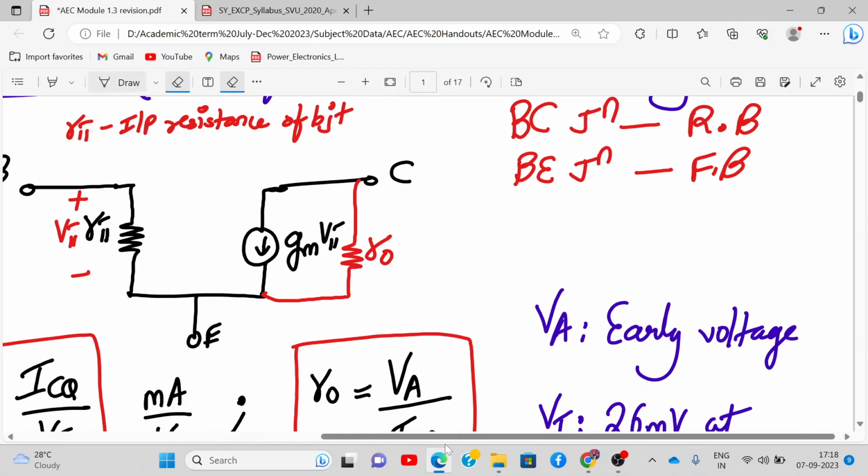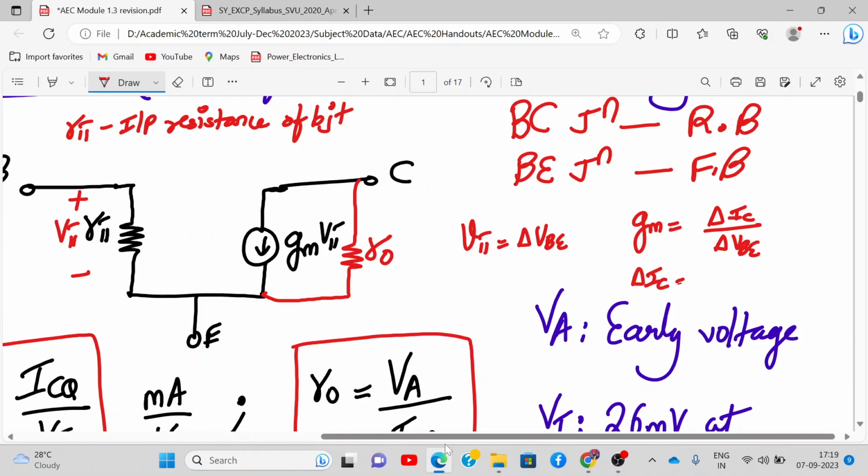Let me rewrite it. V pi we used to write as small changes in VBE. So how do we relate these small changes in VBE to GM? GM was small changes in IC upon small changes in VBE. Let me write delta VBE properly. So the small changes in IC are given by GM times VBE. So this delta IC is represented by the GM times V pi current source, a voltage dependent current source. Are you understanding?